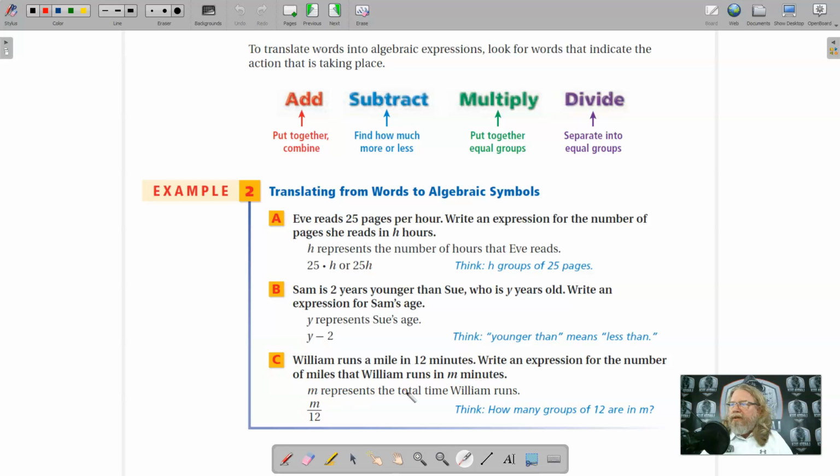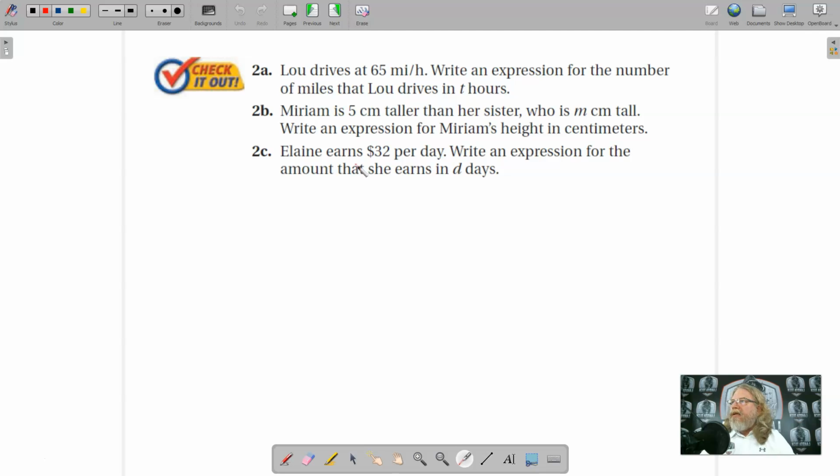We're going to let m represent the total time that William runs, and then we would divide that number by 12, because it takes him 12 minutes to go each mile. So if he ran 36 minutes, we would divide that by 12, and that would give us 3 miles. All right. Now that we have discussed that, we've got to do the examples. Almost missed out on those.